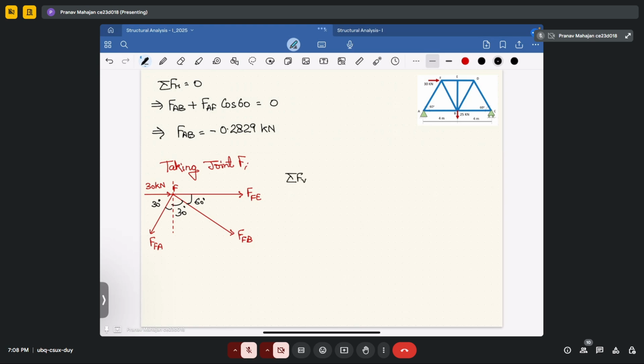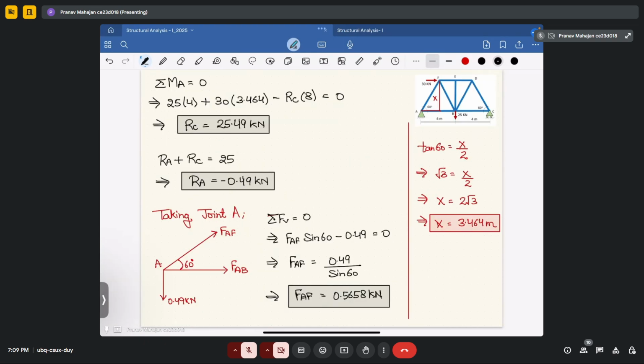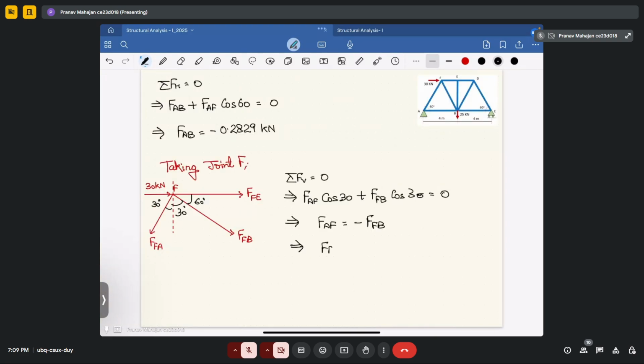Again, take summation of vertical forces equal to 0. This will give you FAF cos 30 plus FFB cos 30 equal to 0. That will give you FAF to be equal to minus FFB. Okay, now AF we have already calculated, that is 0.5658. That means your FFB will become minus 0.5658 kilonewton.